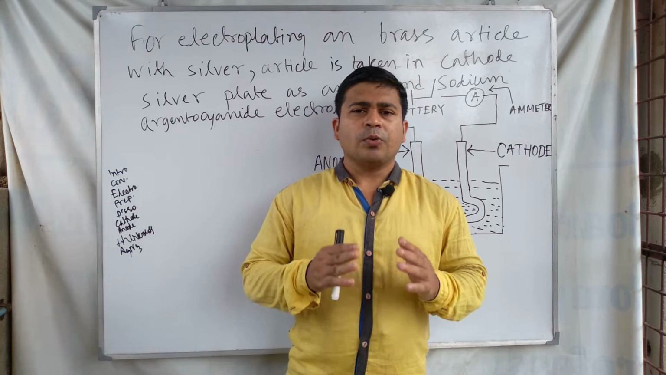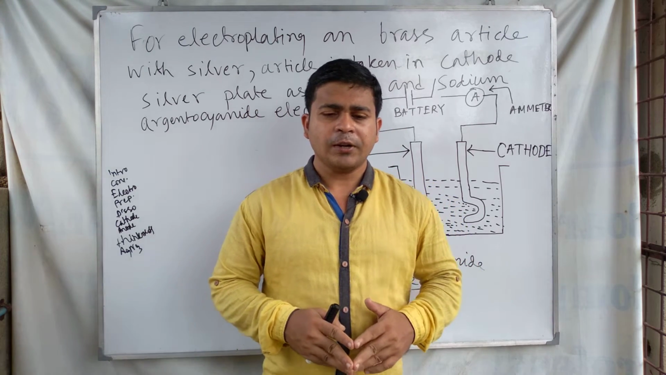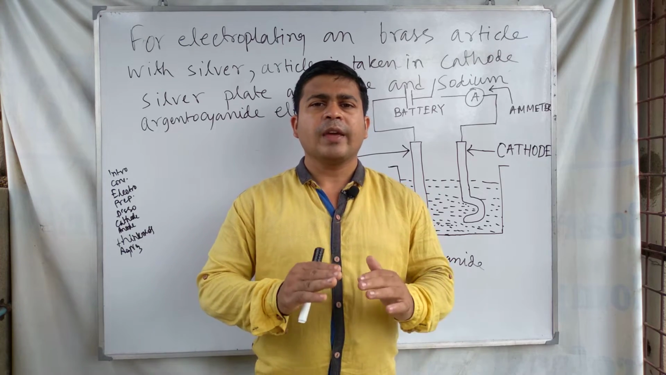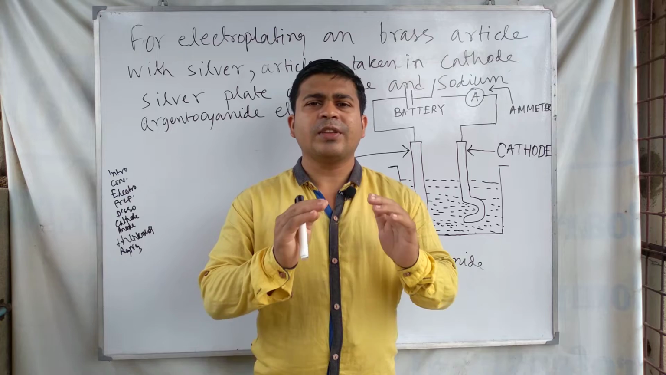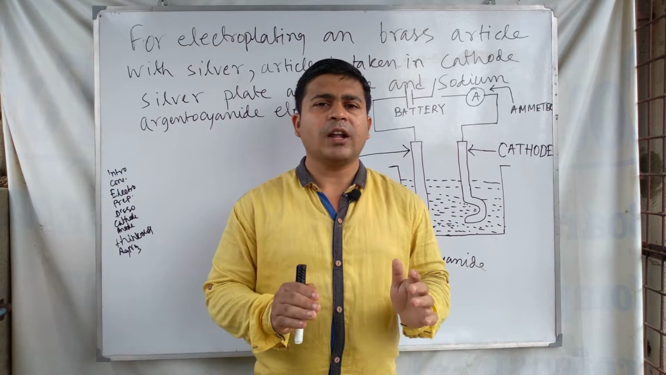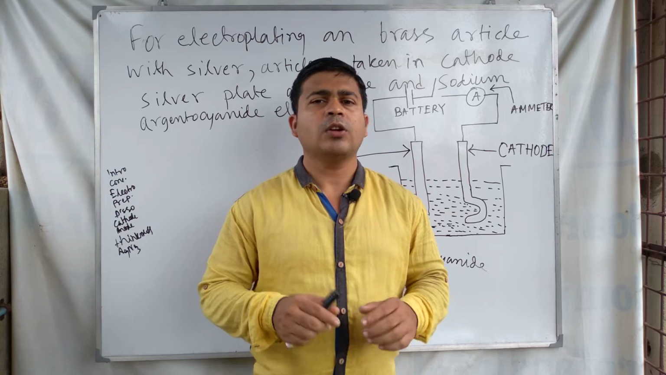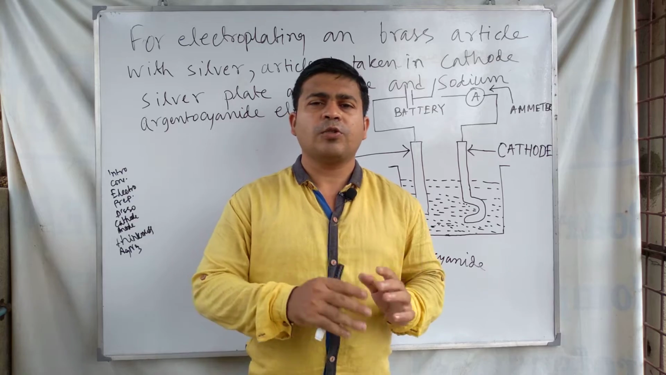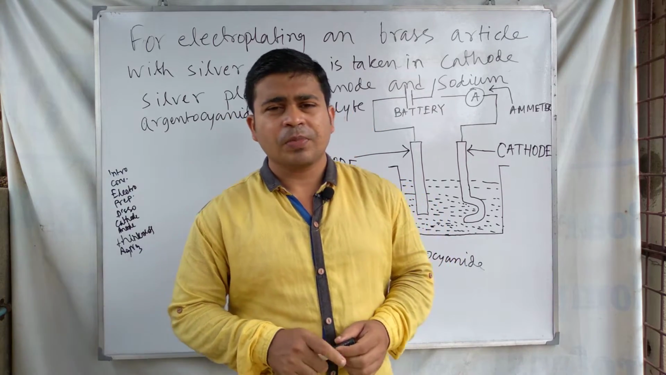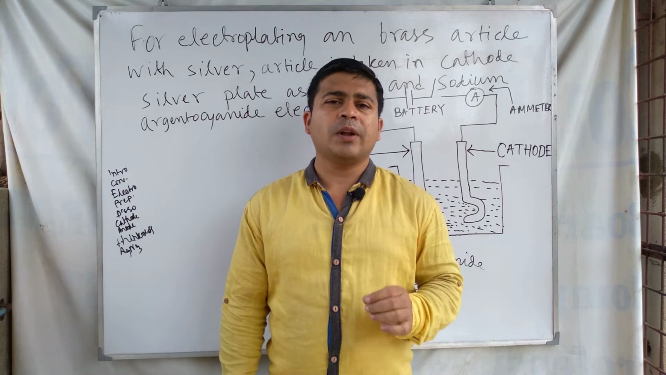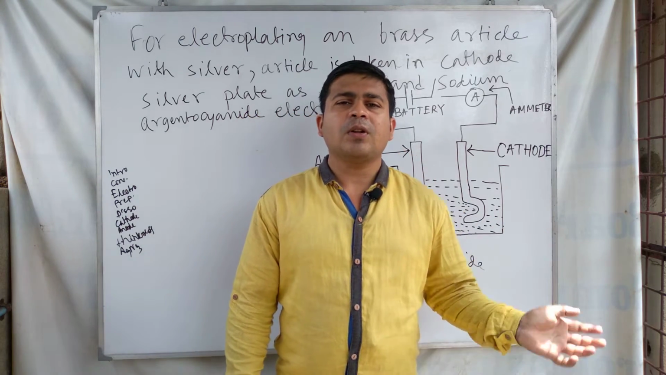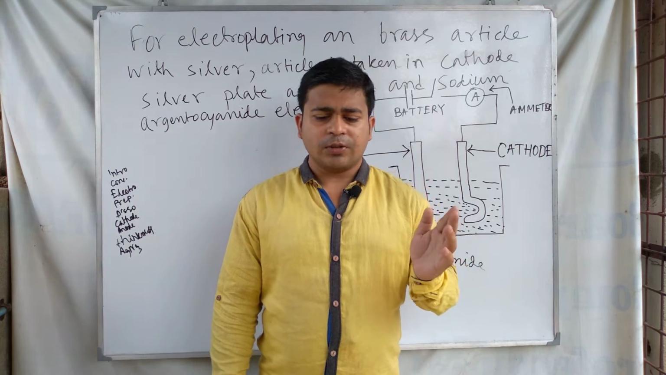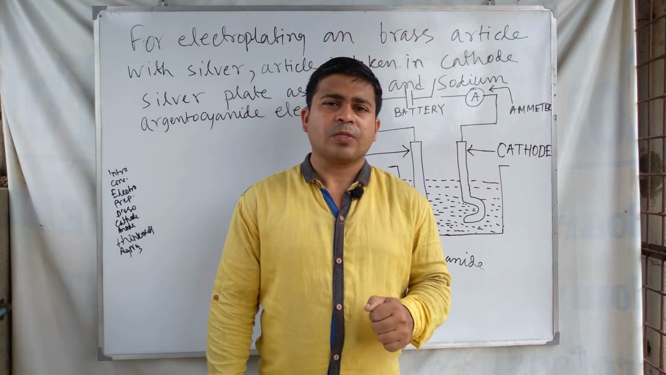Electroplating is the process whereby, by passing electricity, a thin coating of one metal like gold, silver, nickel is formed over another metal surface, and this process is called electroplating. In this video lecture we discuss electroplating, taking an example: electroplating of a brass article with silver metal.